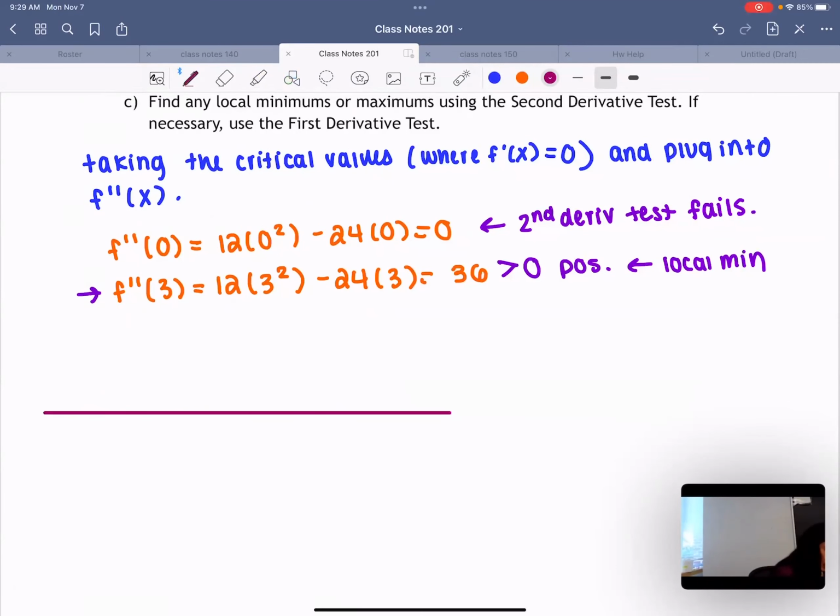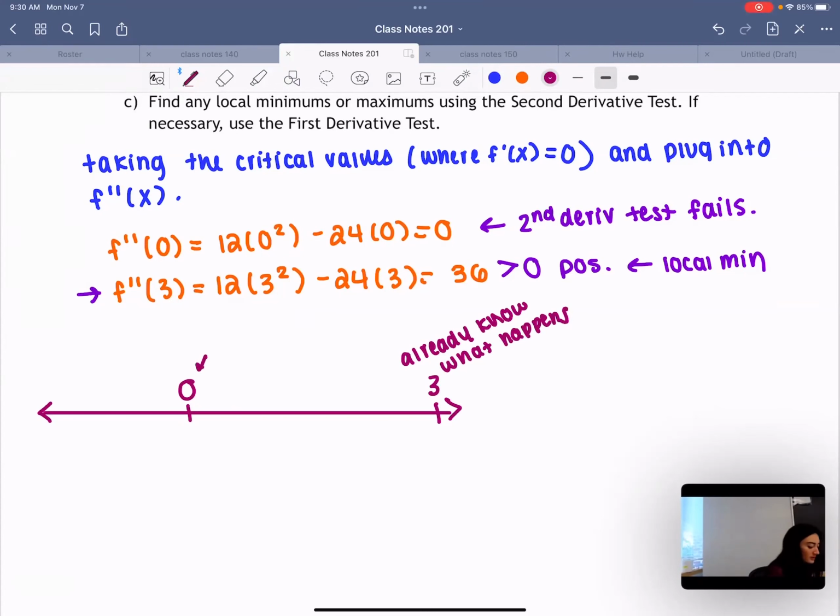Okay. I'm definitely looking at what happens at x equals 0, right? I already know what happens at 3. I'm going to write it on the number line just because I want a number in between 0 and 3. But I already know what happens here.